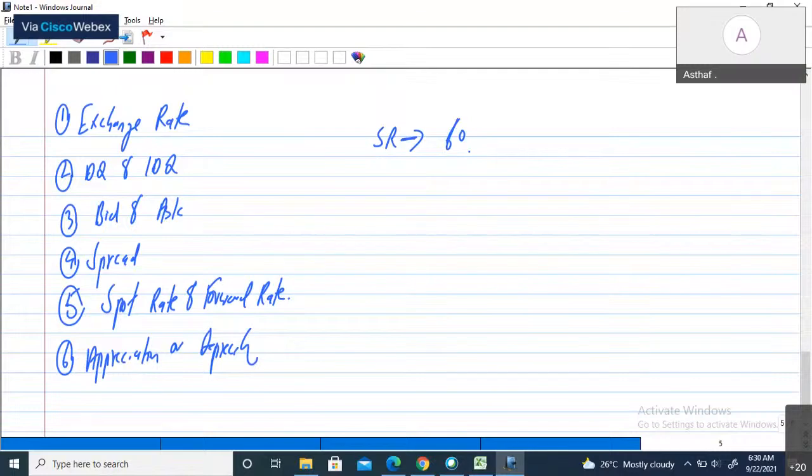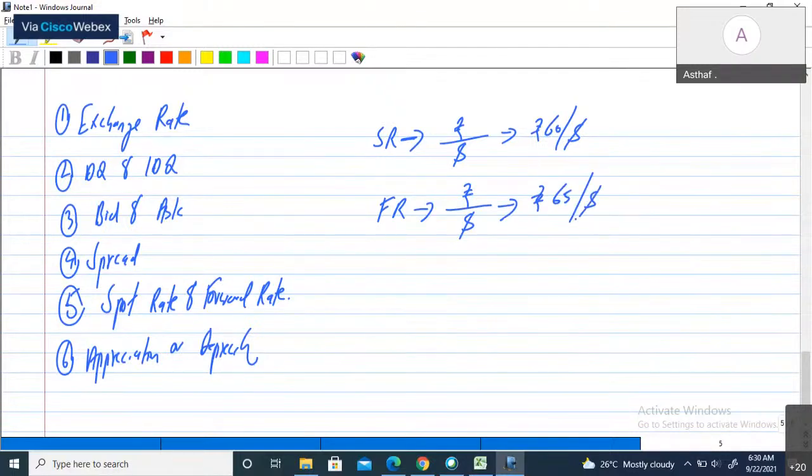The 60 you should understand very well. That is rupees per dollar. The amount is rupees 60 per dollar. Your forward rate is rupees 65 per dollar. Here we call, as we have already learned, dollar is a direct quote for dollar in India.